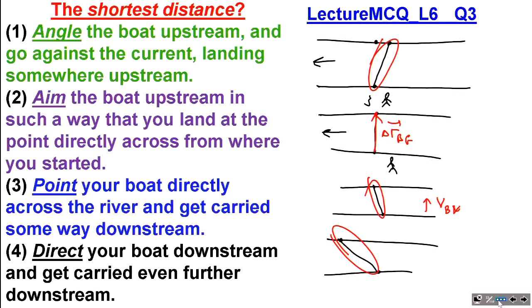These words, angled, aimed, point, directed, they describe the orientation of the boat. The speed of the boat doesn't depend on the orientation. The speed is a fixed number because it depends only on the engine, on the properties. But the velocity depends on how you aim it. So the question is now, how do you aim? You have to aim your boat slightly, we don't know exactly how much, but up the stream.